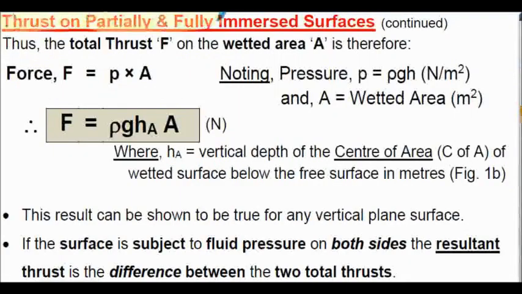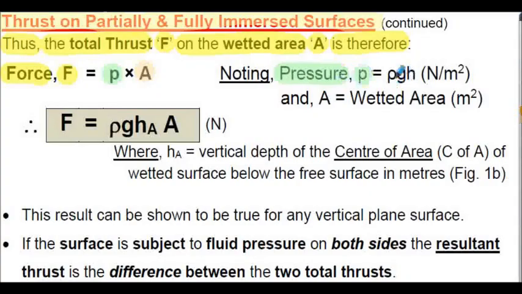Thrust on partially and fully immersed surfaces continued. Thus the total thrust, capital F, on a wetted area, capital A, is therefore force F is equal to P, the pressure, multiplied by A, the area. Note that the pressure P is calculated from the formula rho GH. That will have the unit of the Newton per metre squared. And A is the wetted area, and that will be in metres squared.